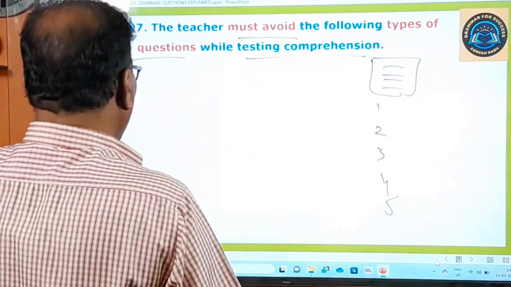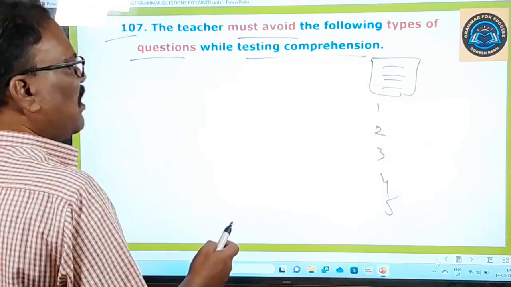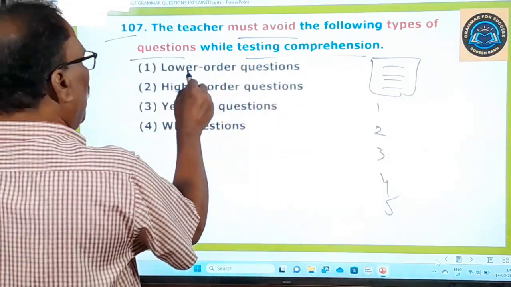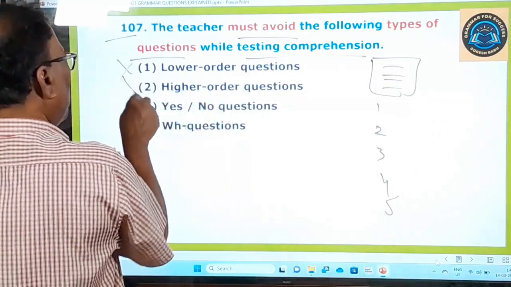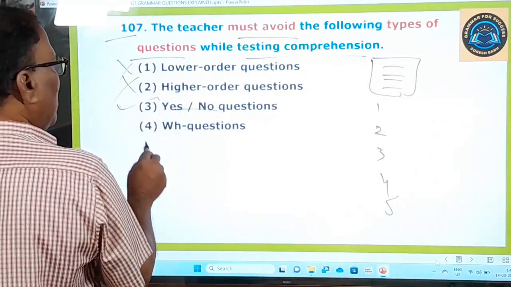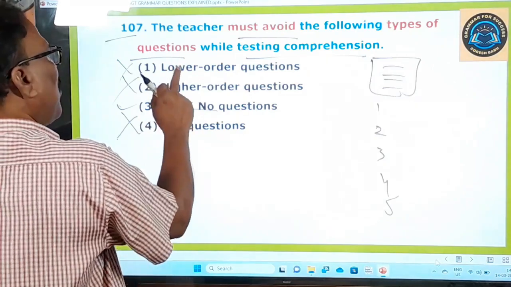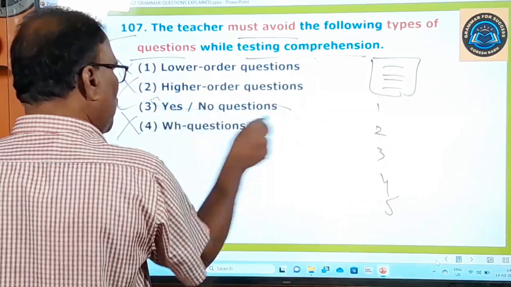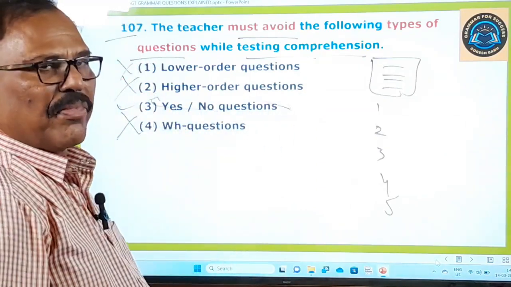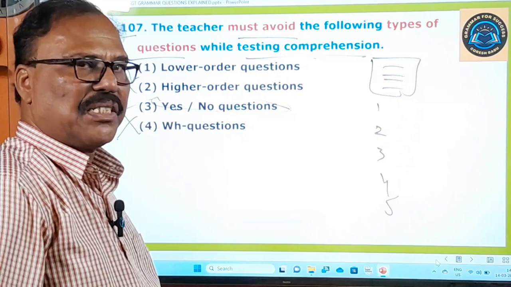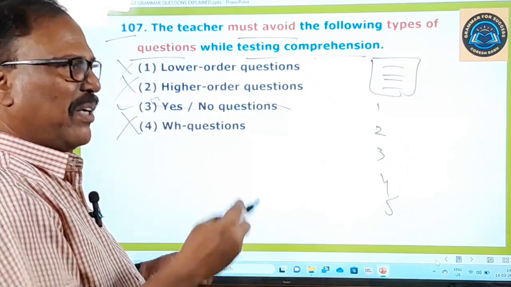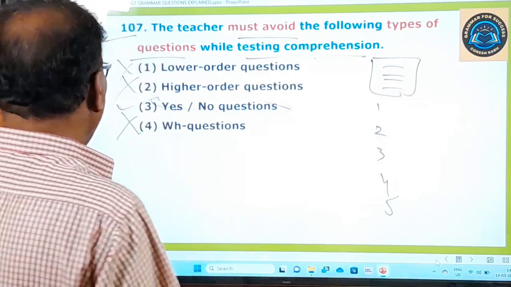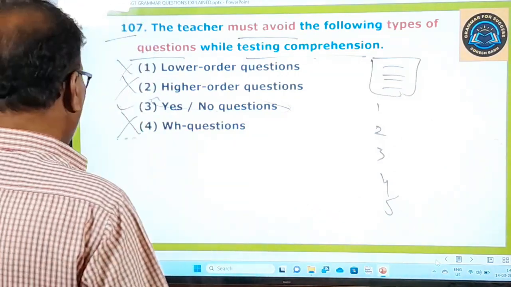So in these comprehension questions, what must be avoided? Here options are given: lower order questions, no. Higher order questions, no. WH questions, no. Lower order questions, higher order questions, and WH questions can be given under comprehension, but not yes/no questions, because the students will just say yes or no. But when you want to write some answer, you have to think more vigorously, right? That was the 107th question. Let's go to the next question.